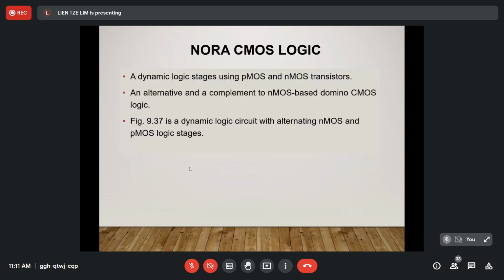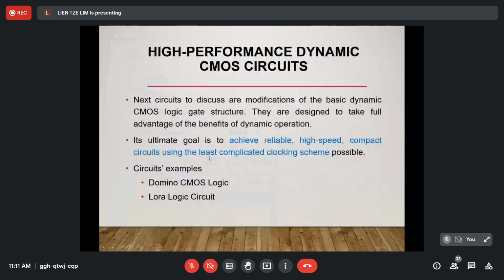Okay, this is NORA CMOS logic. Just now I mentioned it as LoRa, right? Not NORA. Now I'm confused already. I need to double check. As I remember, it is NORA, not LoRa. So this one here has a spelling mistake, so it will be NORA.